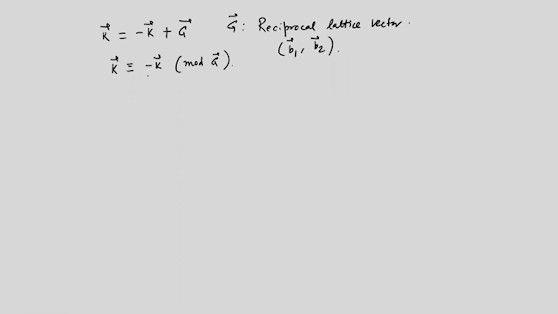These statements are equivalent. When you divide by the reciprocal lattice vector, it just talks about the remainder of this division. So k is equal to, let's say, half of n1 b1 plus n2 b2, where n1 and n2 are numbers which are 0 and 1.